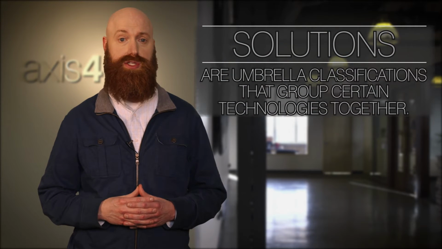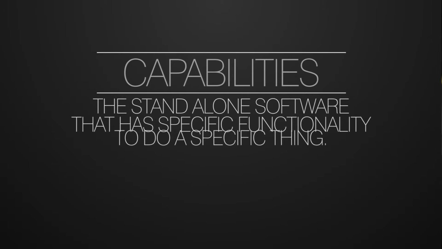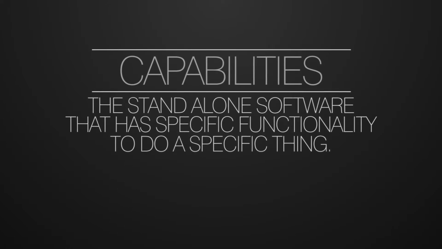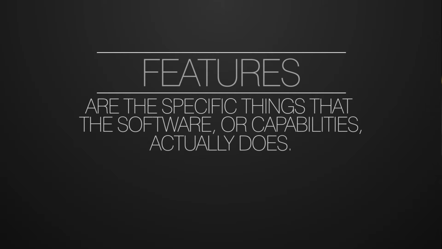You'll hear me use the words solutions, capabilities, and features. Solutions are umbrella classifications that group certain technologies together. Capabilities are more closely thought of as the products. They are the standalone software that has specific functionality to do a specific thing. Features are the specific things that the software, or capabilities, actually does. Solutions have capabilities, capabilities have features.